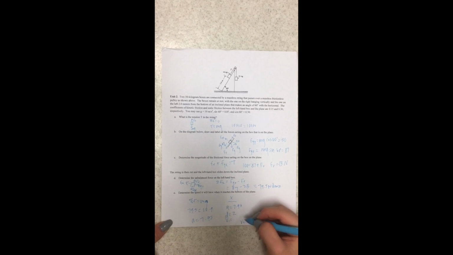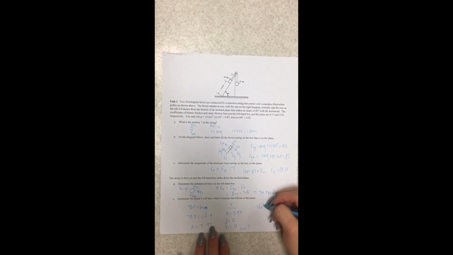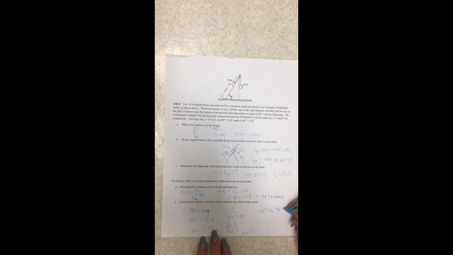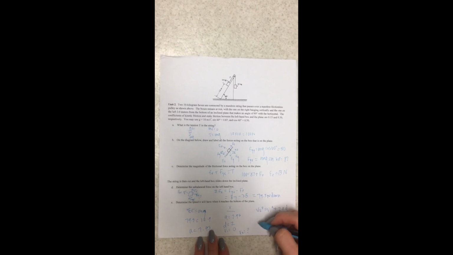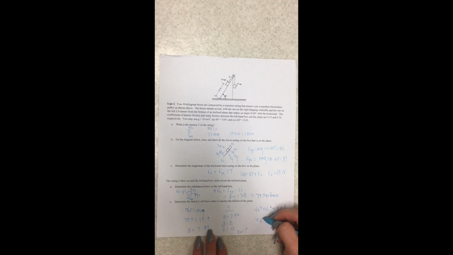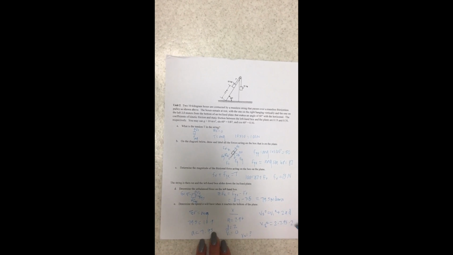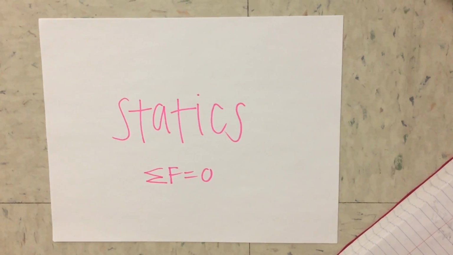Our distance is 2, and V1 is 0. We're solving for V2. So we're going to use V2 squared equals V1 squared plus 2ad. 2 times 7.95 times 2, which gives us V2 squared equals 31.8. There we go. V2 equals 5.64 meters per second.